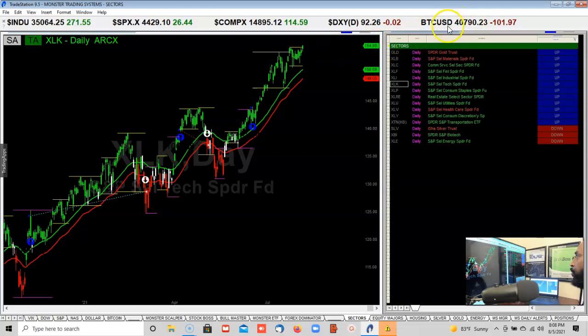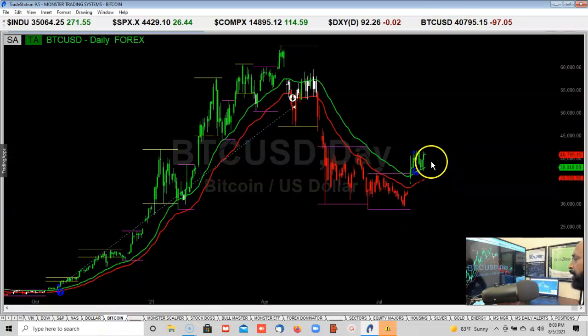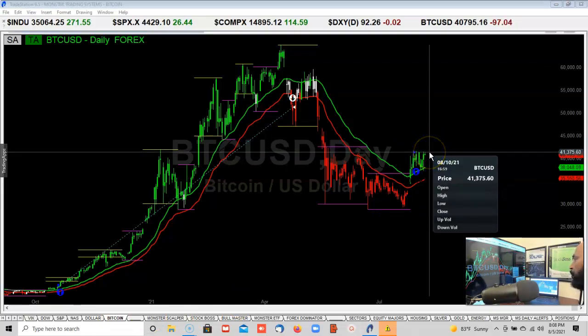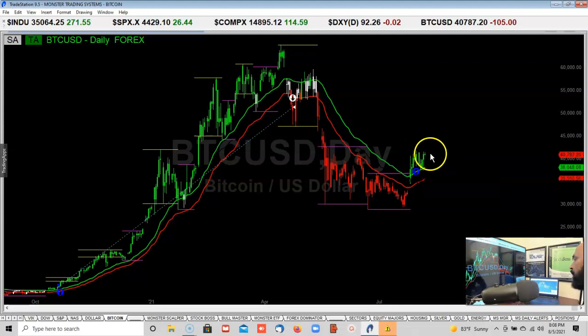Here is Bitcoin right here. Okay, so let's take a look at Bitcoin. So here was our buy signal. We're right near the buy signal on the daily time frame, which is right at 40,000. So Bitcoin is holding up. This is exactly what we want to see.